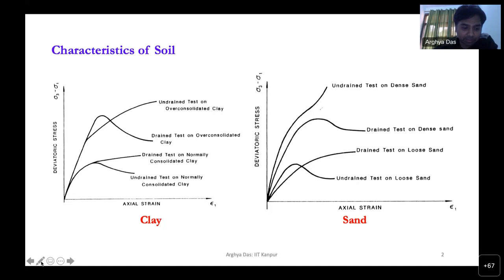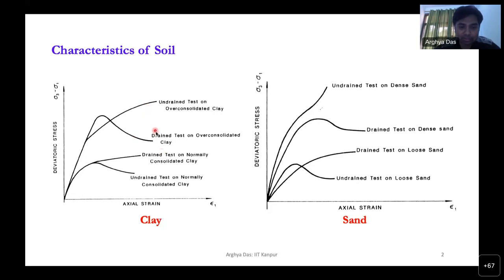If you look, there are four plots here. Two are undrained and two are drained. When you're talking about clay, the very important aspect is the over consolidation ratio, or OCR. If it is a normally consolidated clay and you are performing a drained test, it follows a trajectory like this, as I am showing with the cursor. If it is over consolidated, then we can see some sort of kink behavior, and then it starts a softening type of response. So these are the marked differences between over consolidated and normally consolidated clay.